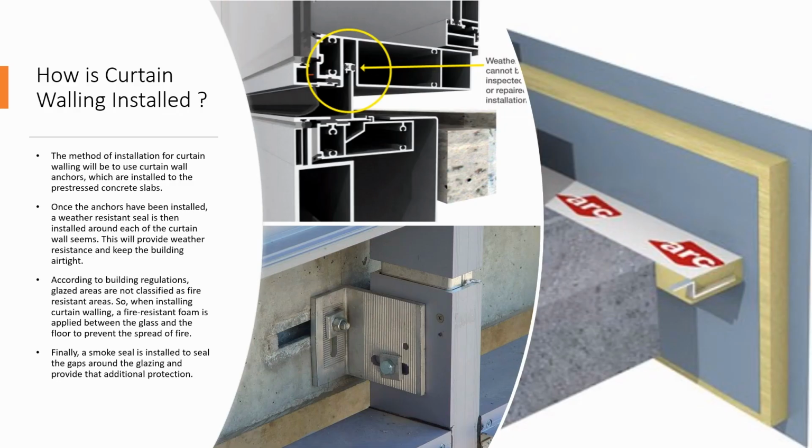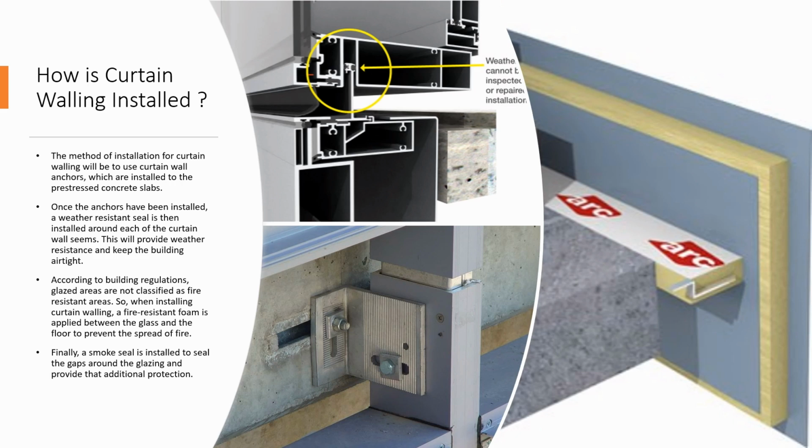So how is curtain walling installed? The method of installation for curtain walling will be to use curtain wall anchors, which are installed to the pre-stressed concrete slabs. Once the anchors have been installed, a weather-resistant seal is then installed around each of the curtain wall seams. This will provide weather resistance and keep the building airtight.